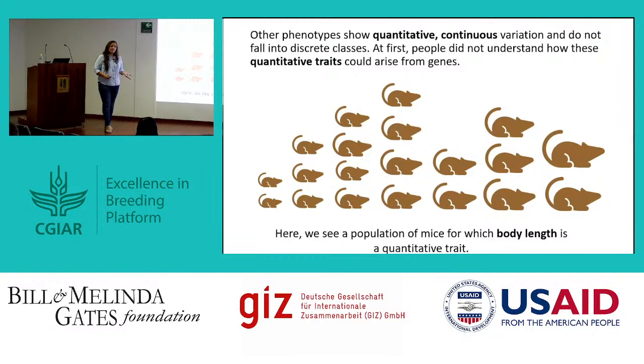I didn't know this, but at first people didn't really know how quantitative traits could even arise from genes. It was widely debated whether quantitative traits had a genetic basis. So that's always kind of interesting. Just as a quick example, we have a population of mice here, and the length of their body is a quantitative trait, all right?